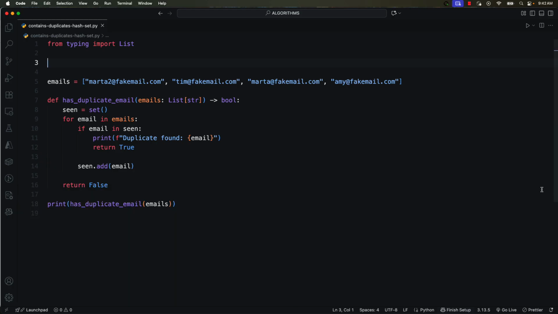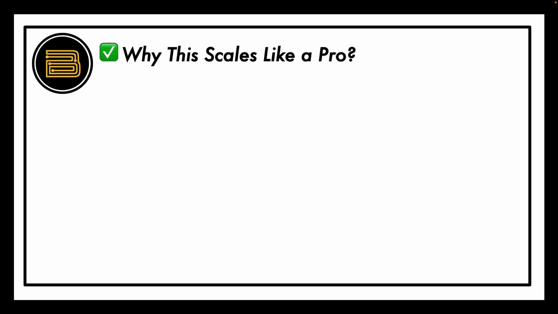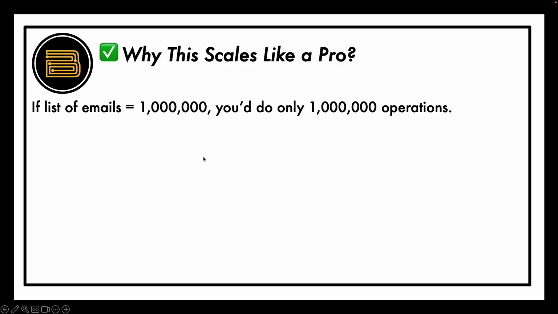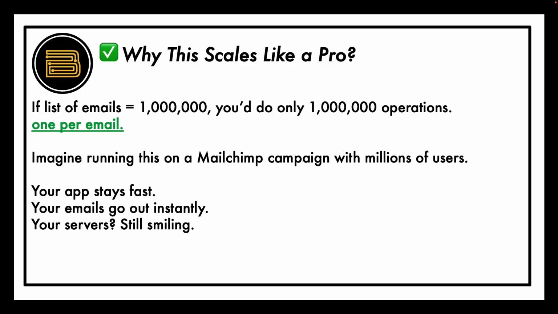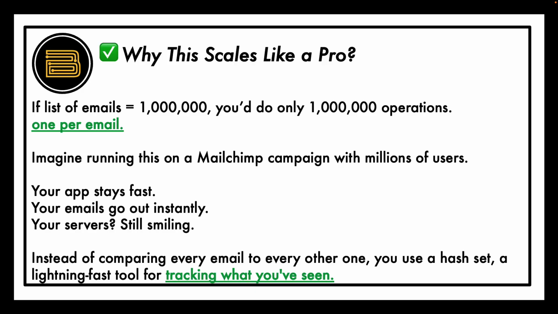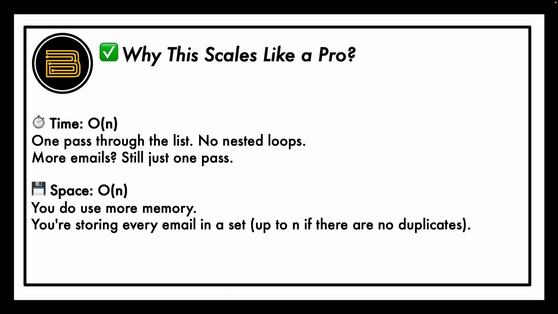Perfect. So let's take a look at why this is better. So in this specific use case, let's discuss why this scales better. So if you have a list of emails of 1 million, then you're only performing 1 million operations, not 500 billion. Also, imagine running this on a MailChimp campaign with millions of users. Your app stays fast, your emails go out instantly, and your servers are still smiling. So instead of comparing every email to every other one, you use a hash set, which is a lightning fast tool for tracking what you've already seen.